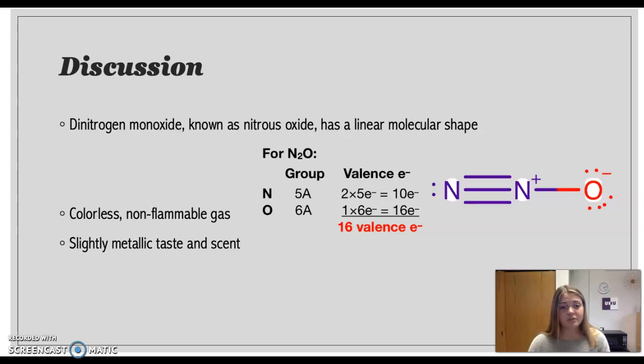A couple properties of nitrous oxide include that it is a colorless, non-flammable gas and that it's mostly unreactive with most substances. Nitrous oxide also has a slightly metallic taste and scent.